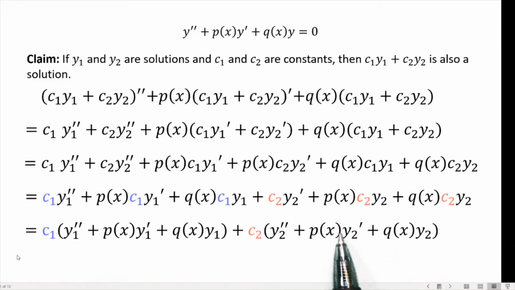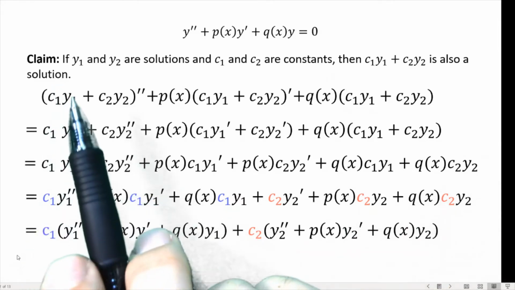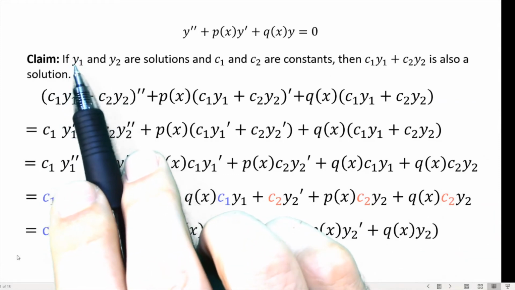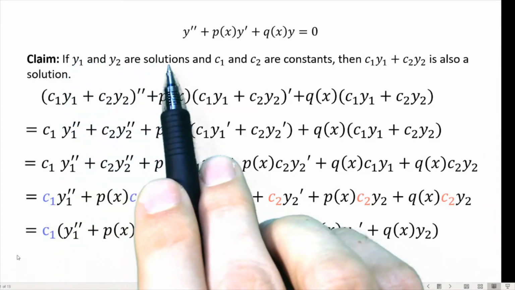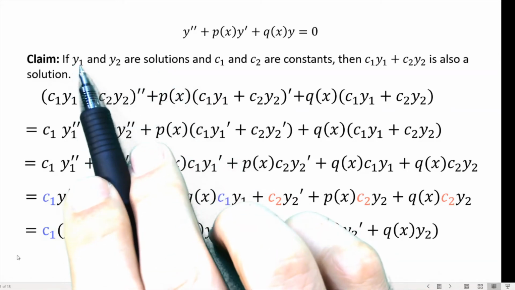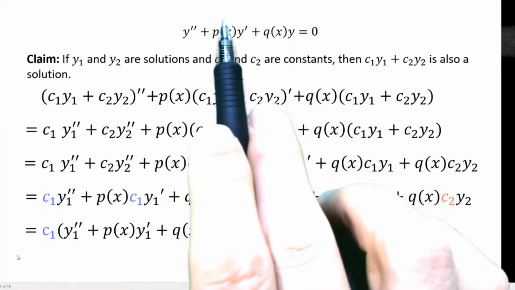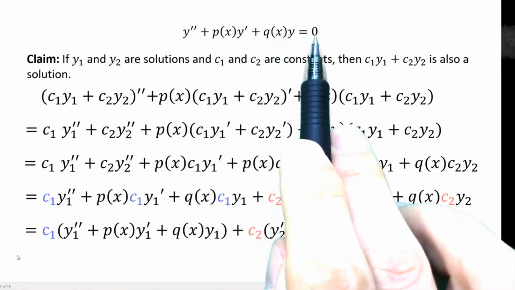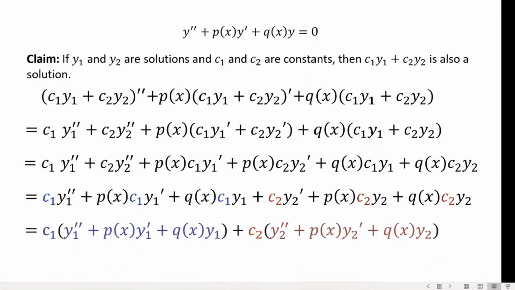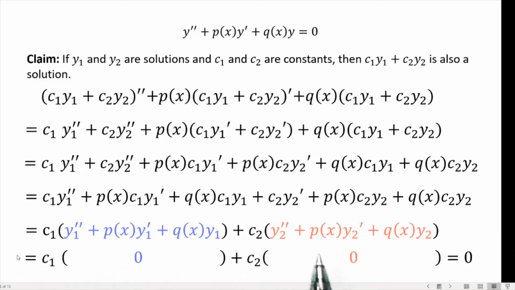Now, what can we do here? Remember what we started with, a hypothesis: our hypothesis was that y1 and y2 are solutions. That means that if I plug y1 into this differential equation, it makes it true. So this thing with a y1 in place of y is equal to 0, and that's exactly what I have here in blue. Similarly, if I plug y2 into this differential equation, I get 0, so what's in red here is going to be 0. And so C1 times 0 plus C2 times 0 is 0.